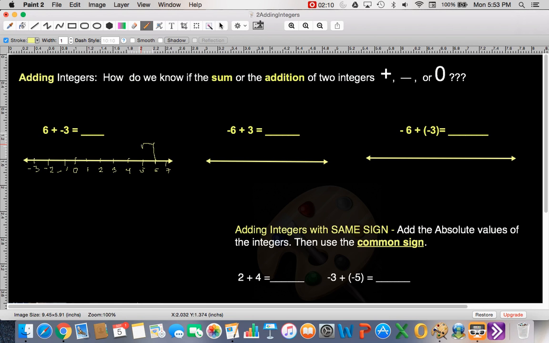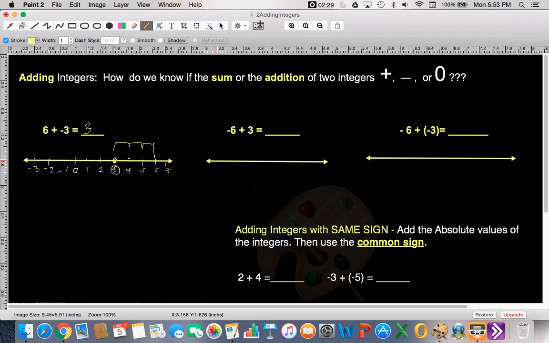1, 2, 3. The answer is positive 3. So you can put that into this question. The next one, negative 6 plus 3.